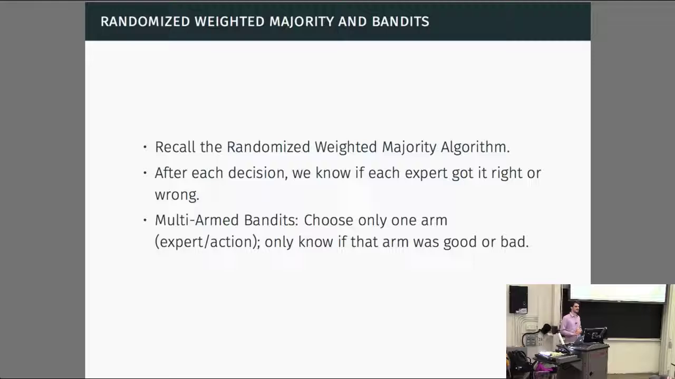So this motivates why we use a multi-arm bandit setting. The difference between this and the randomized weighted majority algorithm setting is that we can only choose one arm, and I'll go into why it's called a multi-arm bandit. But an arm represents either an expert or an action, for example, that we can take. And we only know if that arm was good or bad. We know nothing about the other arms, right?